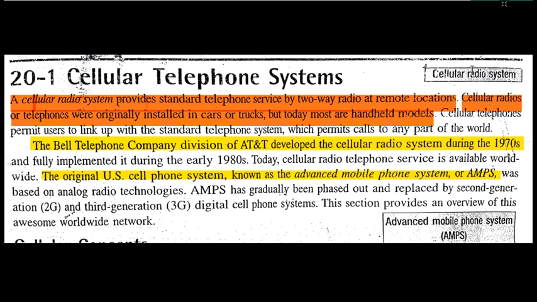Cellular telephones permit users to link up with the standard telephone system, which permits calls to be made to any part of the world. The very first cell phone technology was developed by the Bell Telephone Company, especially its division known as AT&T. AT&T was one of the key members during the beginning of cell phone technology, that is the late 90s.